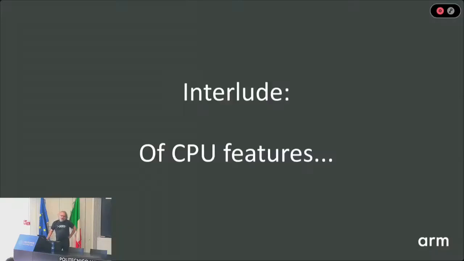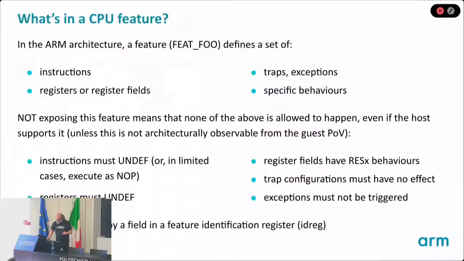But that brings us to some other thing. CPU features, that's really a central thing in ARM. Any characteristic that your CPU has is a CPU feature. So what's in a CPU feature? We get a set of, not all the time, but including instructions. We get new registers, or we get new register fields. We get traps, we get exceptions, we get some defined behaviors.